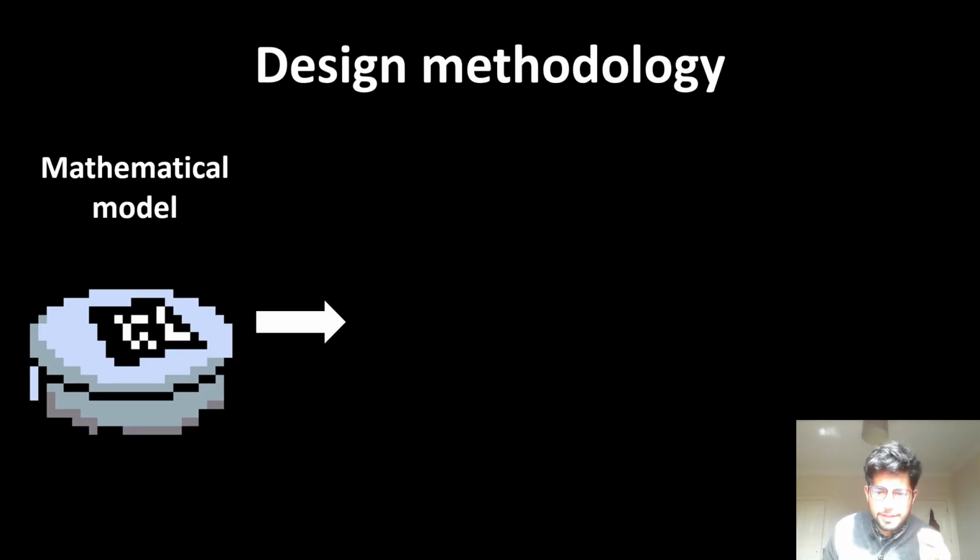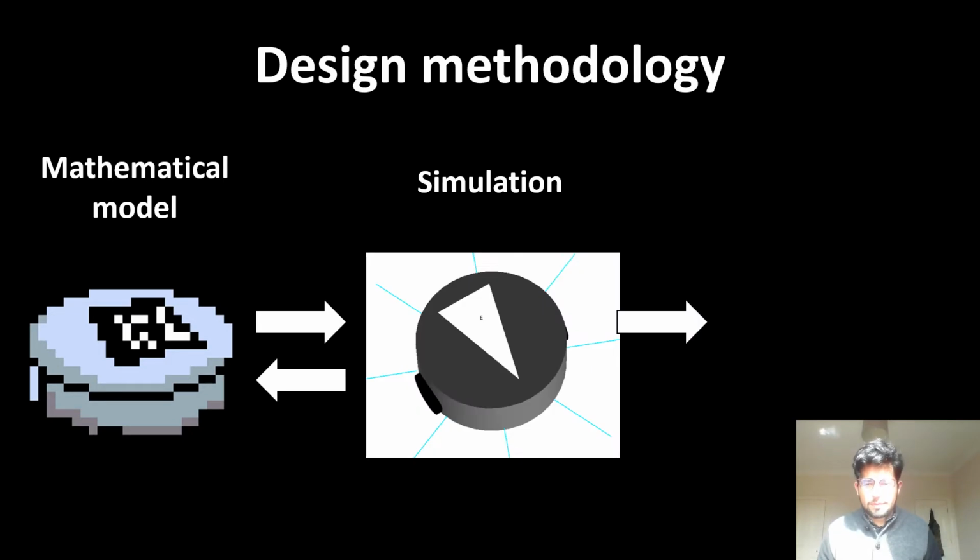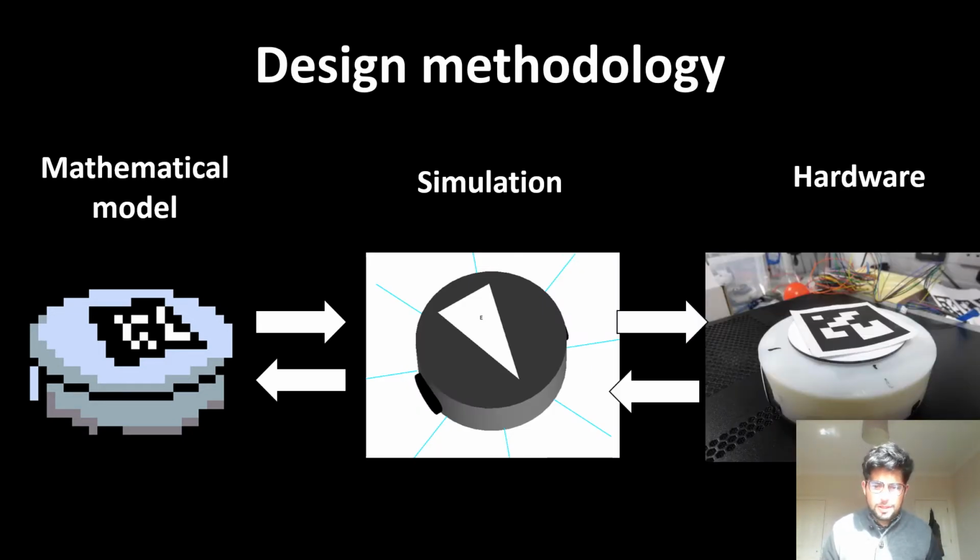I mentioned this before, but usually once you have decided your top-down approach or your bottom-up approach, the next step is to create the mathematical model, and then you test it in simulation, and then you deploy it in hardware. If in one of the stages you are not happy with it, you go back and you make changes.